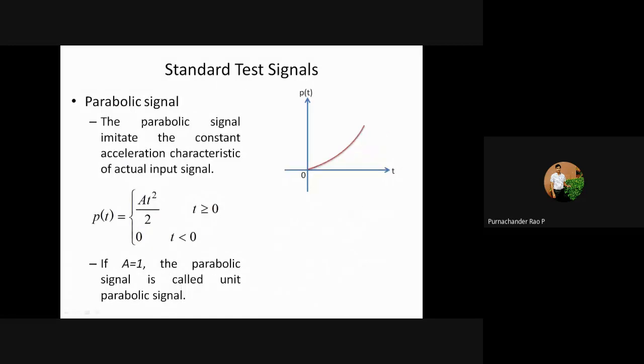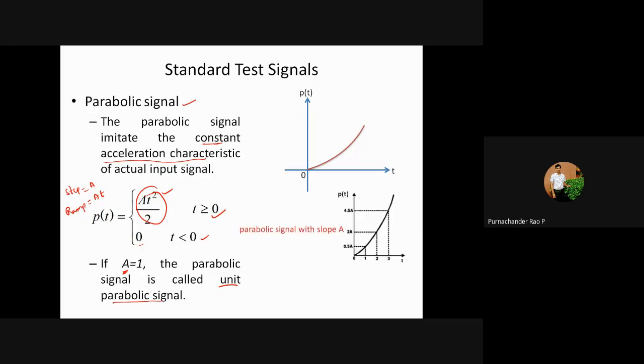Then the next one is the parabolic signal. The parabolic signal has constant acceleration characteristics, and it is represented by p of t, which is equal to a t square by 2, for t greater than 0, and equal to 0 for t less than 0. You just have to remember these values. For the step signal, it is a constant, for the ramp signal it is a into t, and for the parabolic signal it is a into t square by 2. If a is equal to 1, this is called a unit parabolic signal.